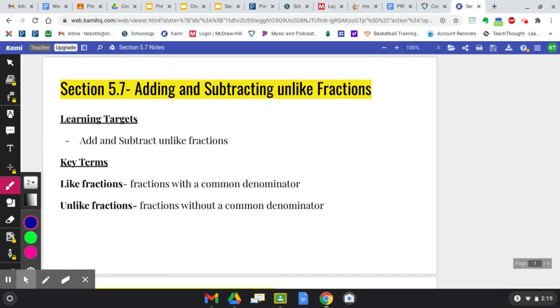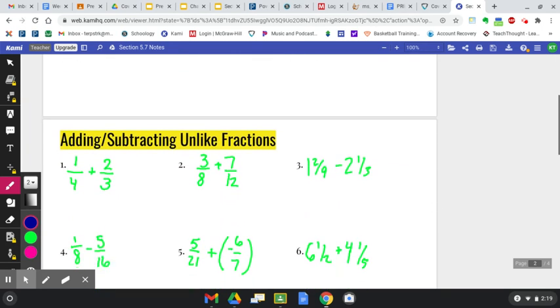All right, looking at section 5.7, where we're going to use least common denominators from 5.6 to add and subtract unlike fractions. That's our learning target for today: be able to add and subtract unlike fractions. Remember, like fractions have a common denominator, unlike fractions do not, and so we have to make them common before adding the fractions together.